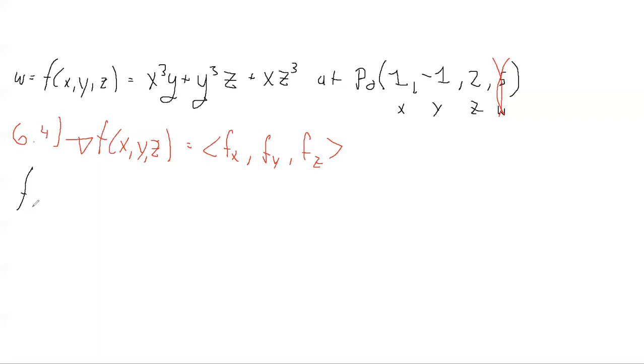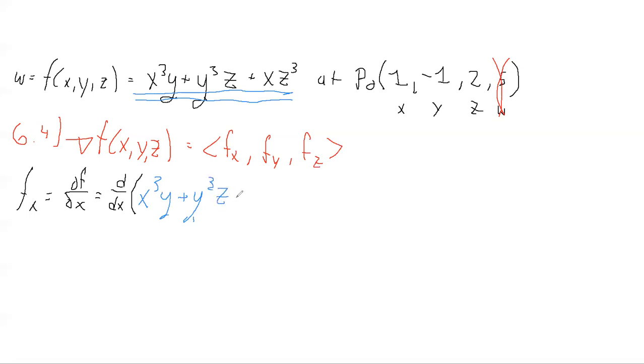All right, so f of x is equal to the partial derivative of f with respect to x, which is also the derivative with respect to x of the given equation. I will underline it in blue for you to know which one I'm going to use, right here. It's x^3 y plus y^3 z plus x z^3. Now we're going to take the derivative of this. So this is going to be 3x^2 y, right? Plus, there's no x value here, so that becomes 0. I'm not going to write it in here. And this is just going to be plus z^3.